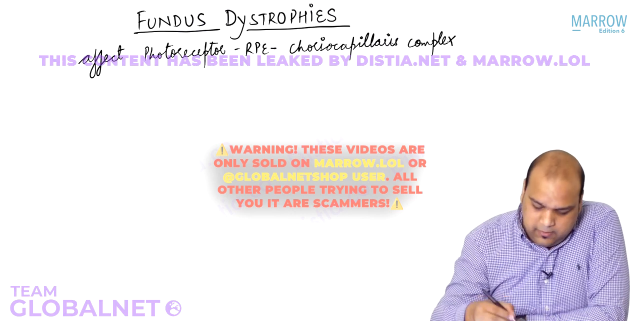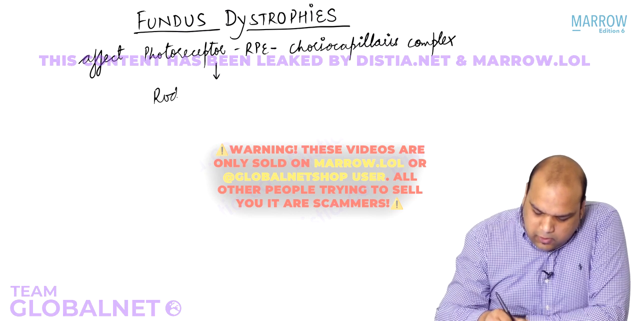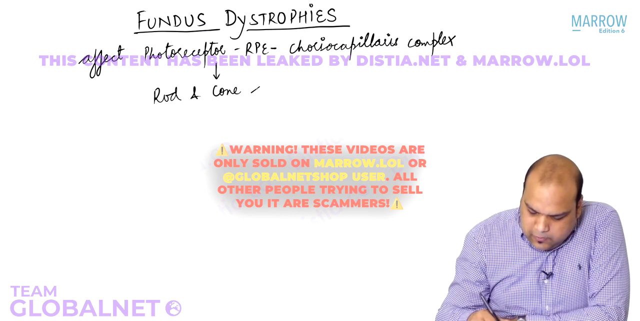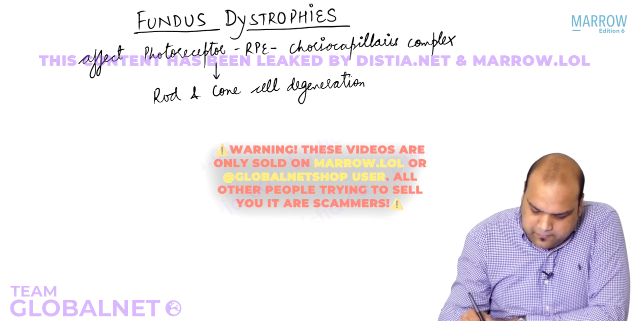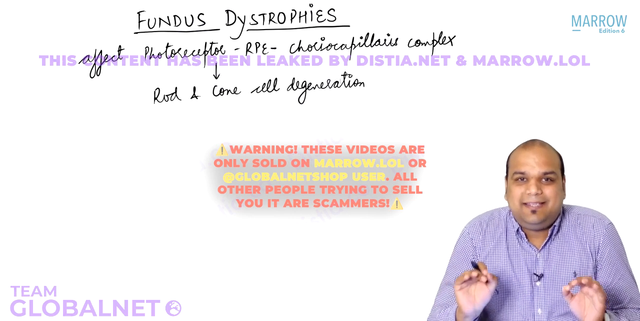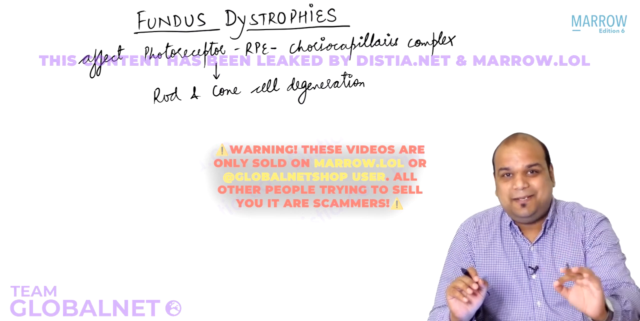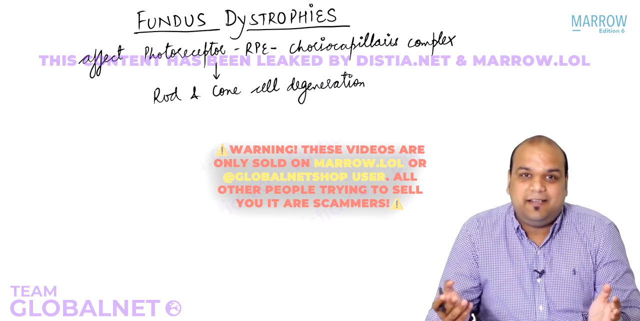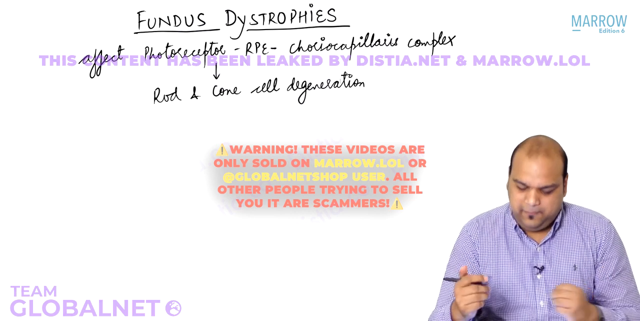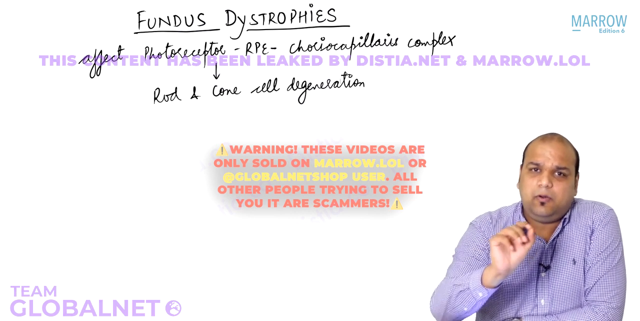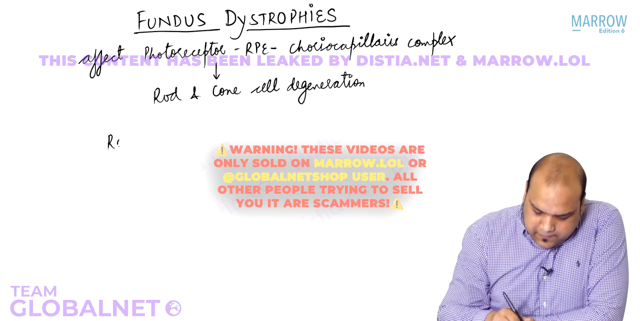Am I clear? Now, they affect this part and they lead to rod and cone cell degeneration. Okay? So basically in fundus dystrophies, we are losing vision because the two photoreceptors, rods and cones, are also getting degenerated, which are responsible for the vision. Yes? Am I clear here? Now, the only concept here is about rod cells and cone cells. Very basic physiology. Let's see what I am trying to say.